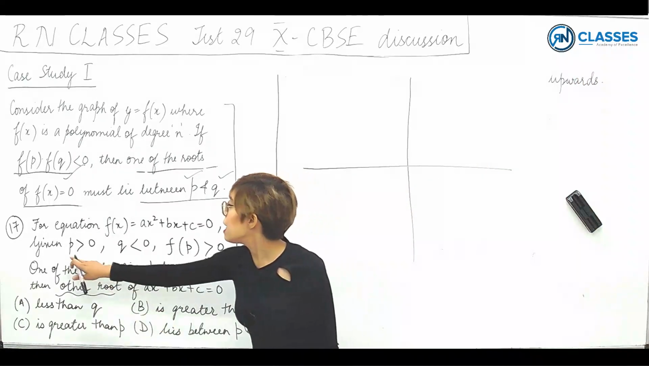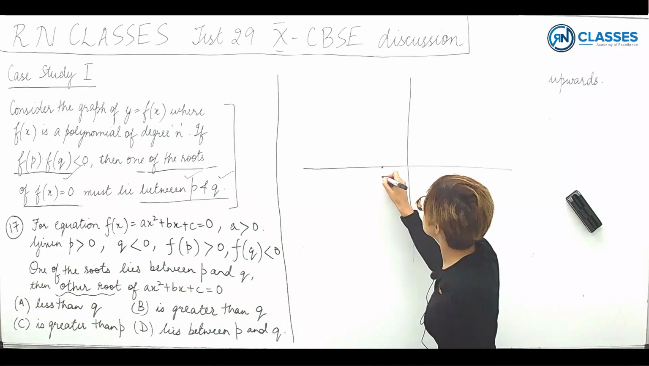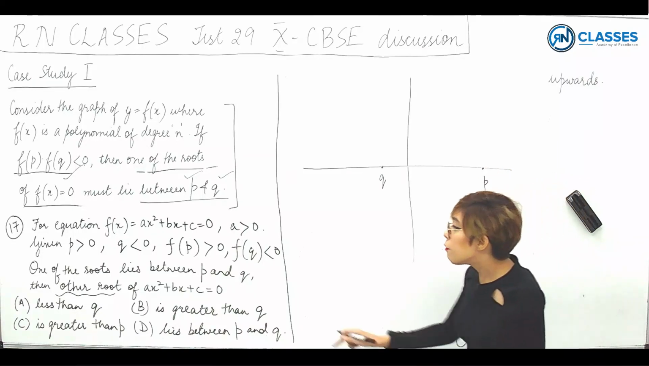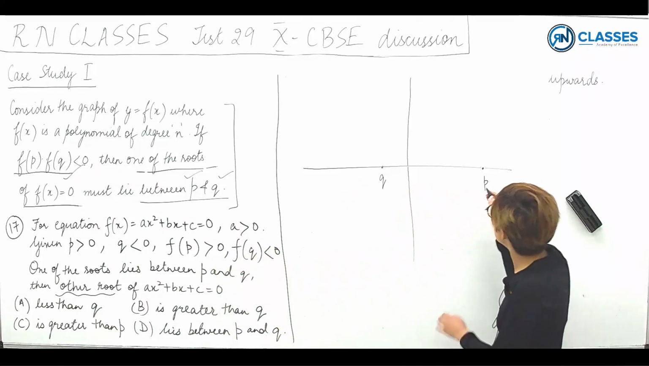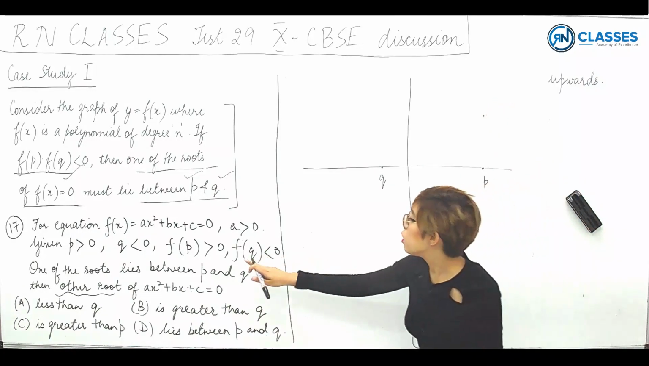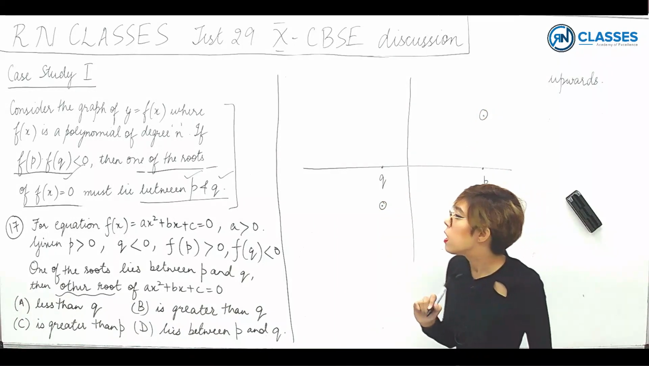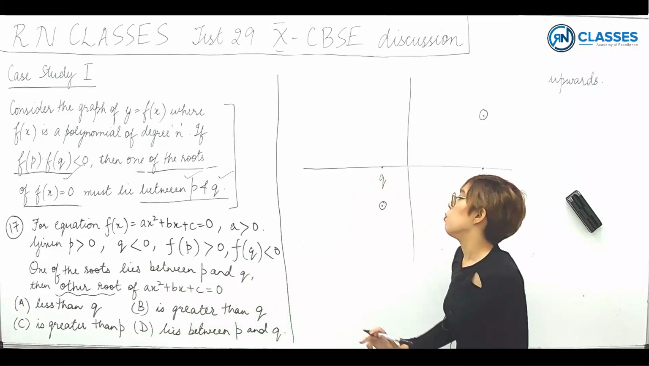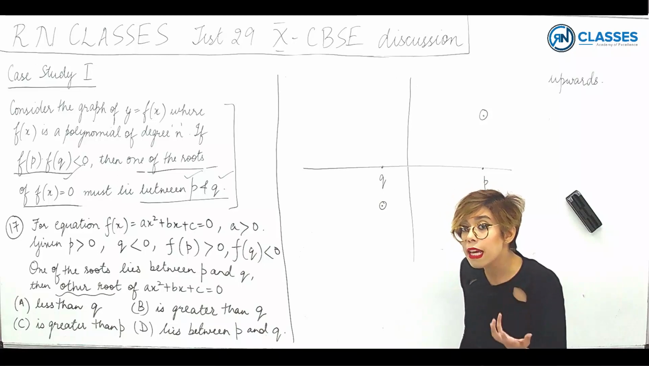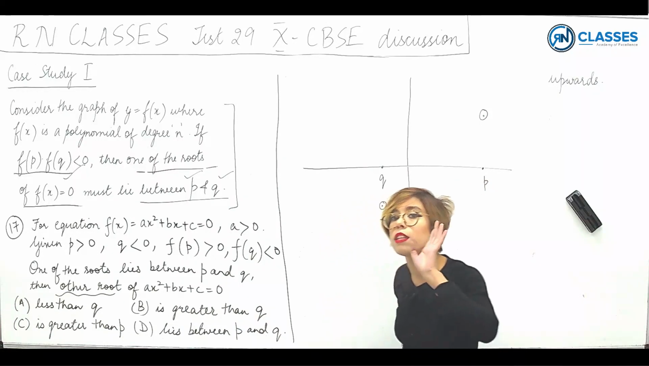Right. Now, he says P is greater than 0, Q is less than 0. So, Q is some negative quantity. So, maybe here. And P is positive. So, maybe here. Right. F of P is greater than 0. So, F of P is what? Positive. So maybe here. F of Q is negative, so maybe here. Right? These two points. One of the roots must lie between P and Q. Understood. Right? I need to talk about the other roots. So if I can draw appropriate parabolas, I can find the position of the other root as well.